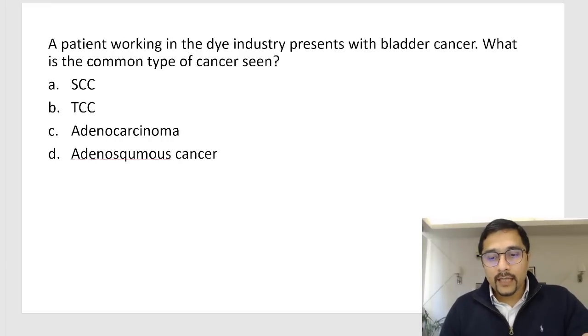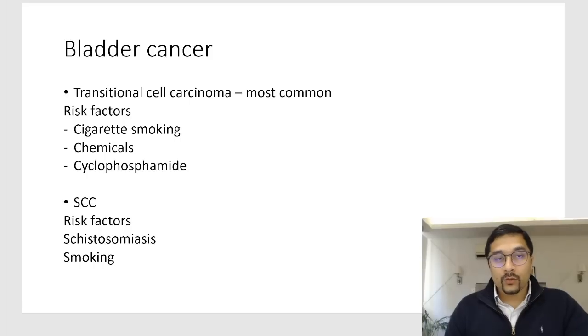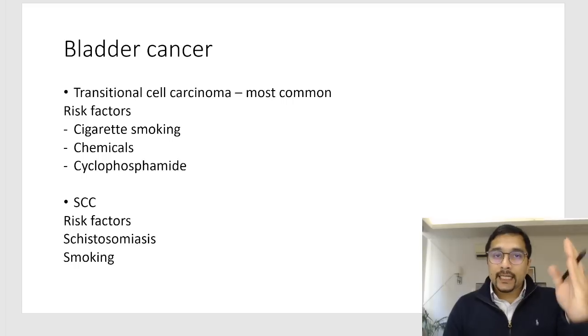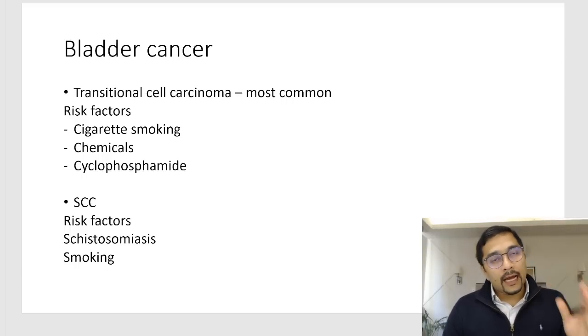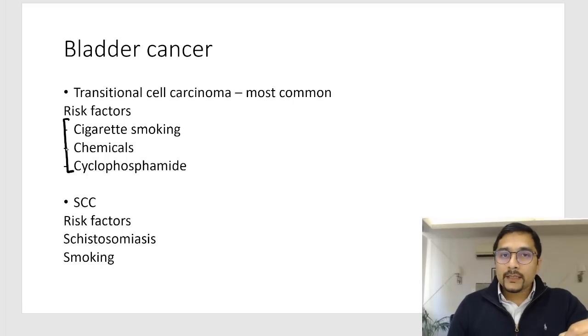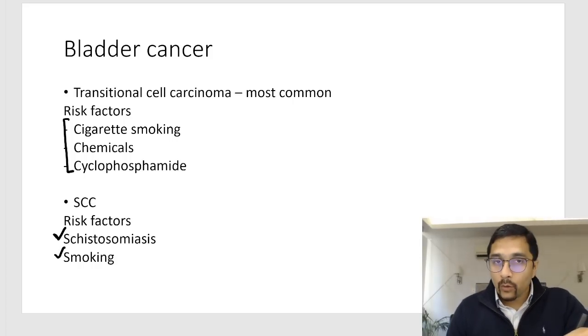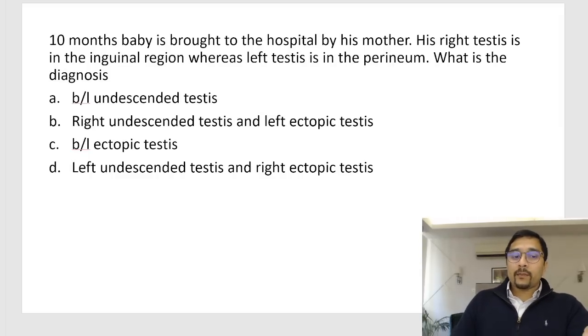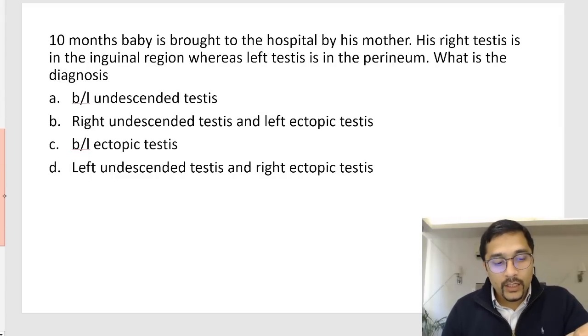A patient working in the dye industry presents with bladder cancer. Again, a very common question. This is transitional cell carcinoma. In bladder, transitional cell carcinomas are the most common. And you can remember the risk factors as 3 C's: cigarette smoking, chemical dyes, and cyclophosphamide, which is an anti-cancer drug. Squamous cell carcinoma, you can remember the risk factors as 2 S's: schistosomiasis and smoking, and this is usually seen in African countries. Again, a bladder cancer patient is going to come with massive hematuria. That will be the most common presenting feature.